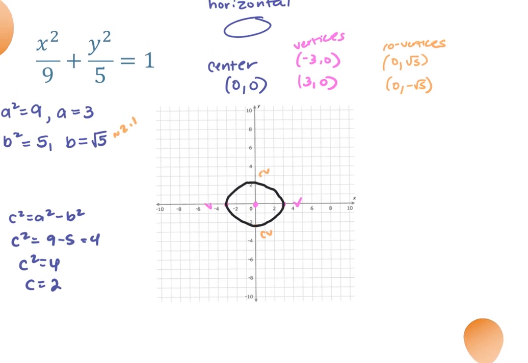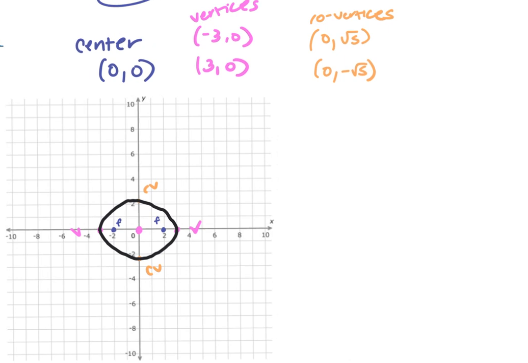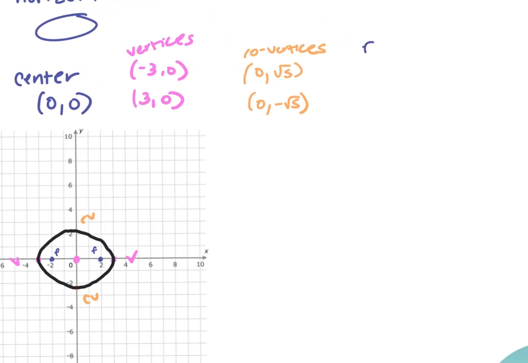And then the last thing I need to find is my foci. The foci, this time, the C is a whole number. It is 2. And we put it on the major axis, which this time is the horizontal. So we move in the same direction as the vertices, 2, which means my foci are here and here. So right and left, 2. Negative 2, 0, and 2, 0.